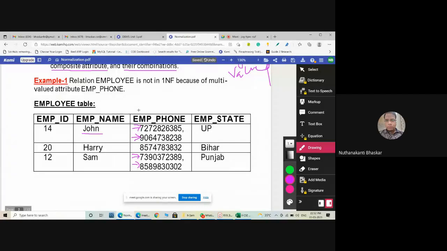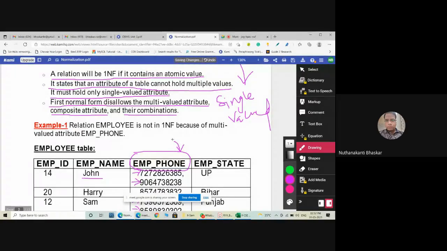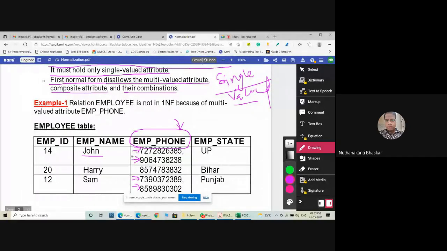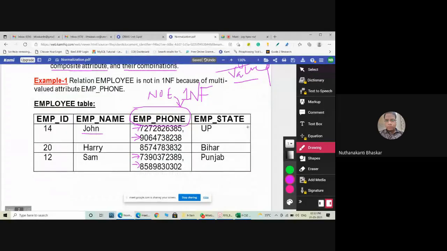This attribute, employee phone number, in this example is accepting more than one value. It is violating the rules of first normal form. Every attribute must accept only a single value, but this attribute is accepting more than one value, so this table is not in first normal form. It is violating the rules of first normal form. Clear? All of you clear?